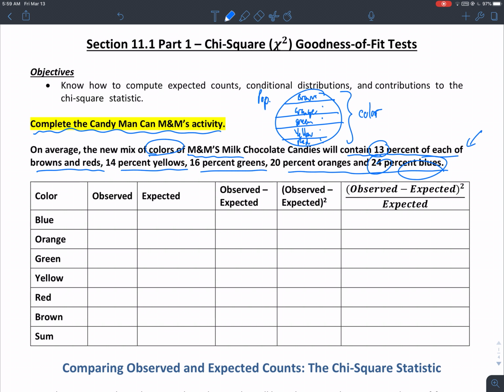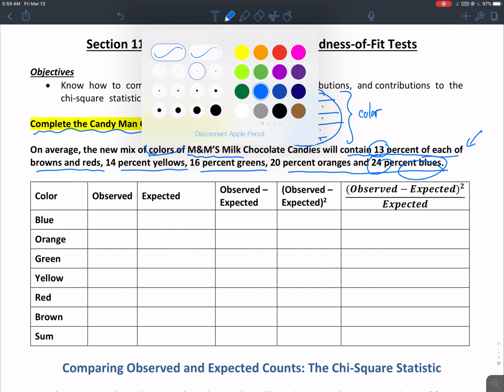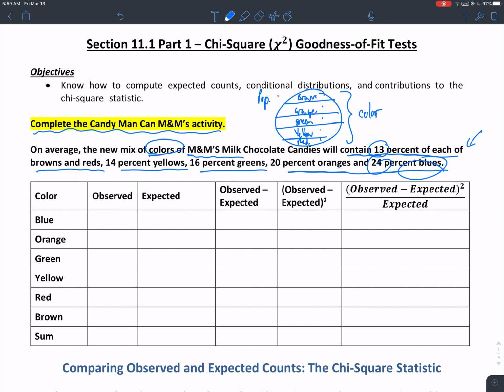Students are tempted to say, well, we've done a test for a proportion, so if the proportion says 13% must be brown and red, I can just do a proportion test here and a proportion test here, and that's kind of the same thing. But it's not really the same thing. You have to take into account all of the proportions at the same time. It's like doing 6 proportion tests all together at the same time. That's what a chi-square test is.